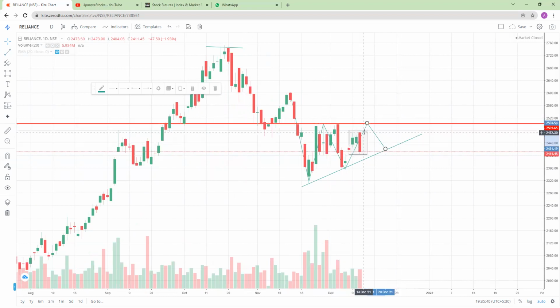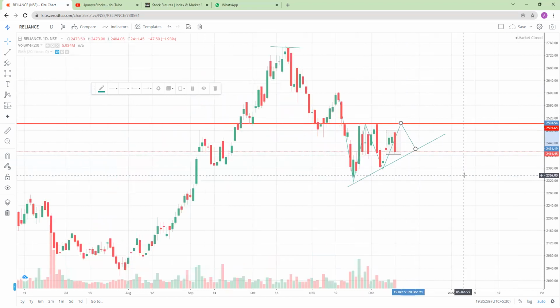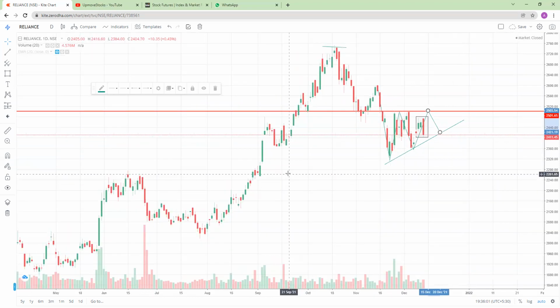So once it breaks it, you can expect further movement in it, provided it holds the breakout. If it doesn't hold the breakout, it might go like this and then come back again inside this range. It might continue to find support here, and someday it might give a breakout on the upper side. But if it goes on the downside, then yes, it may fall further. It has major support here.